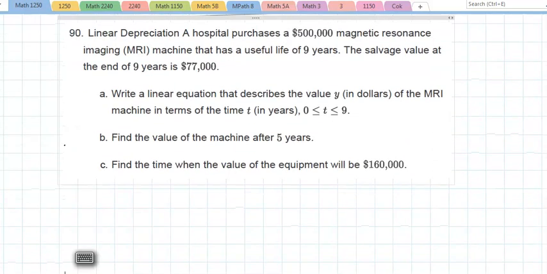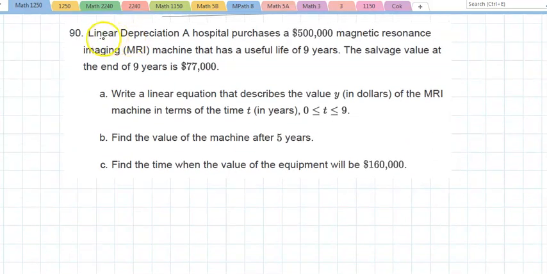This is important. Linear regression is when you lose values. Something like you buy a car, you buy it for a certain price, every year the price goes down. You buy a cell phone, every year it goes down, a new laptop, all of these things. A hospital purchases a $500,000 magnetic resonance imaging machine. That's an MRI machine. It costs $500,000. That has a useful time of 9 years. They could use that just for 9 years.